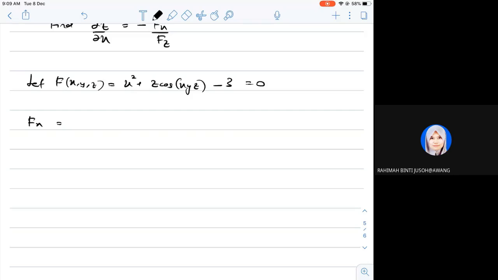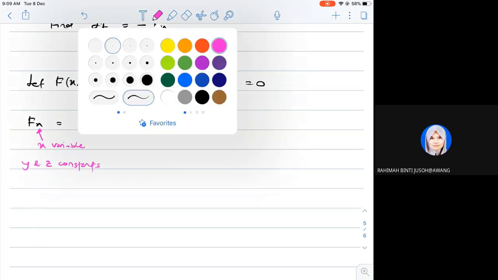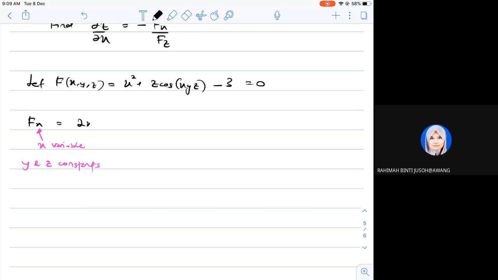Okay, with respect to x, maksudnya sekarang ni x adalah dia punya variable lah. X variable, so the other y and z becomes constants. So you kena anggap y dengan z macam satu nombor sahaja. So mata you sekarang ni fokus pada x je. Okay. So differentiate x squared, we get 2x. Okay, settle. Now differentiate z cos xyz.